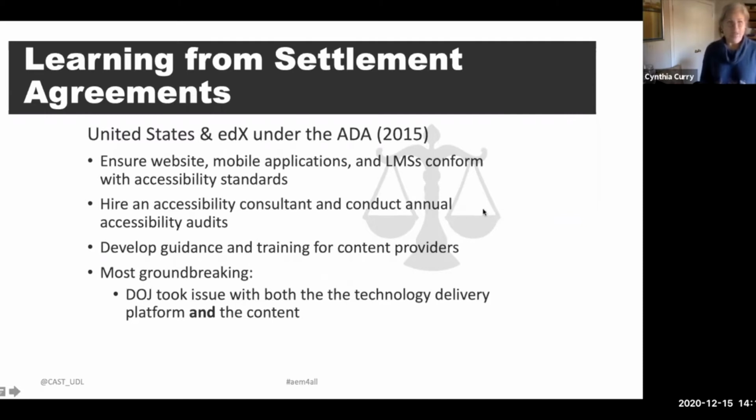And there were a number of recommendations that were made, and these are not uncommon to other settlement decrees, where the Department of Justice is telling edX to make sure that your website, mobile applications, and learning management systems conform with accessibility standards, specifically Web Content Accessibility Guidelines 2.0 AA, hire an accessibility consultant and conduct annual accessibility audits, develop guidance and training for content providers. So those are really common across all settlement decrees. But what was most groundbreaking about this settlement decree is that the Department of Justice took issue not just with the technology, just with the platform, but also with the content that edX was supporting.